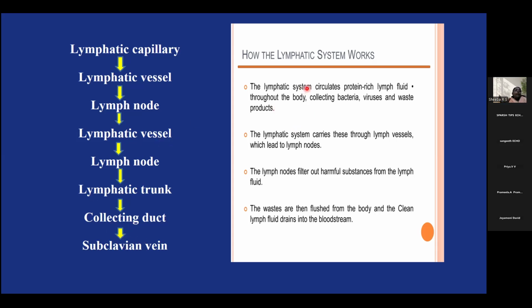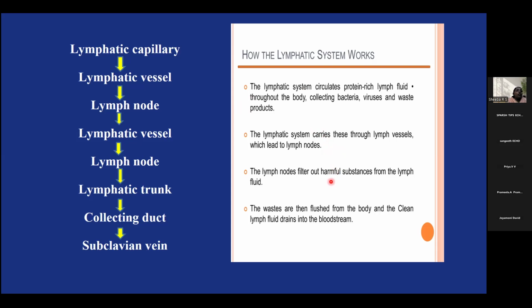So the lymphatic fluid might contain bacteria, virus, and waste products. Wherever the fluid is originated, the lymphatic capillaries will be absorbing it, because it has a blind end and it can absorb big molecules also, right? So it might contain bacteria, virus, and waste products. Then what happens? From the lymphatic capillaries, it enters into the lymphatic vessel. Through that, it goes to the lymph node.